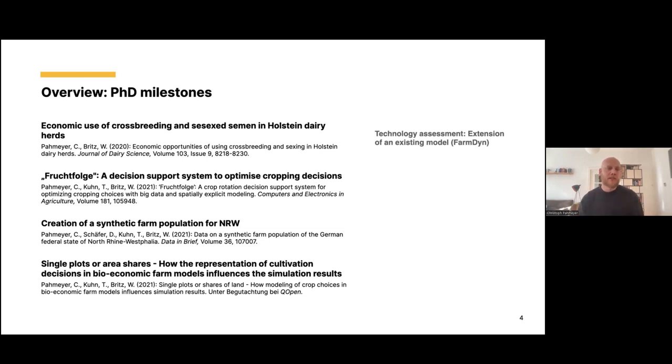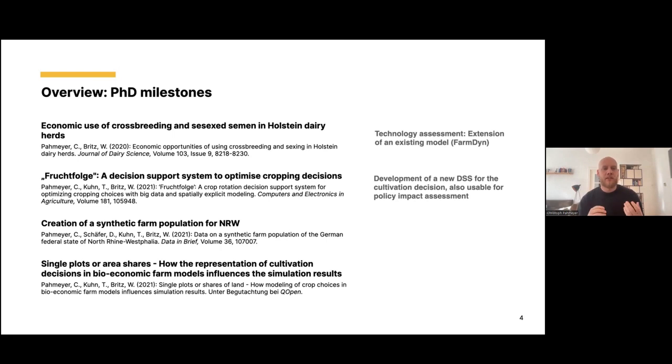Then the second paper, a completely different topic, was the Fruchtfolge. We're going to talk about that in a later section for a little longer. It was a decision support system to optimize cropping decisions. That's already been introduced in the PhenoRob context as well, so that was the first PhenoRob paper in that sense. Here was the development of a novel decision support system where farmers could themselves evaluate policy impact or create a policy impact assessment.